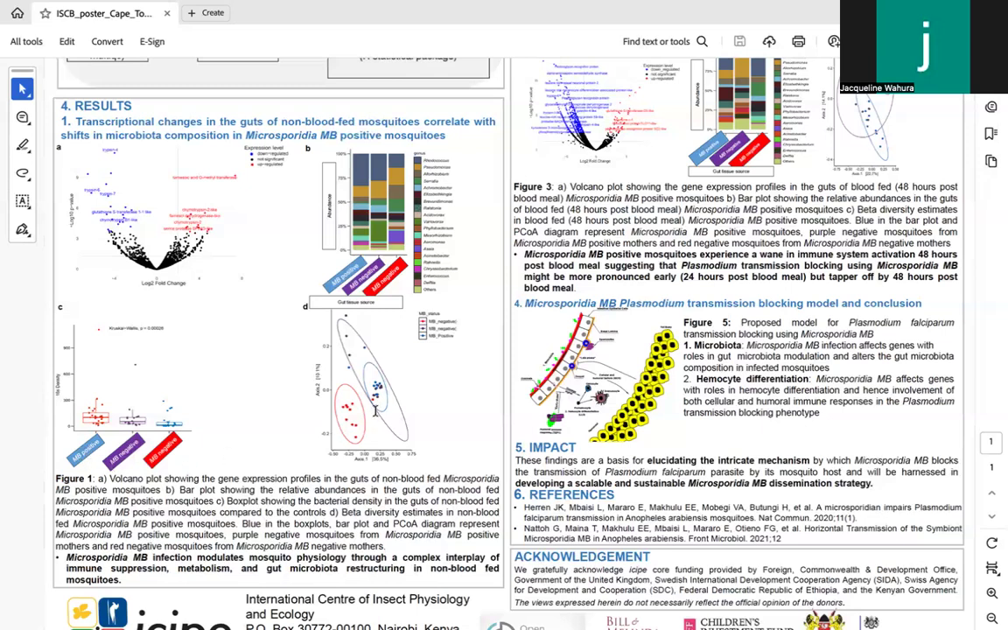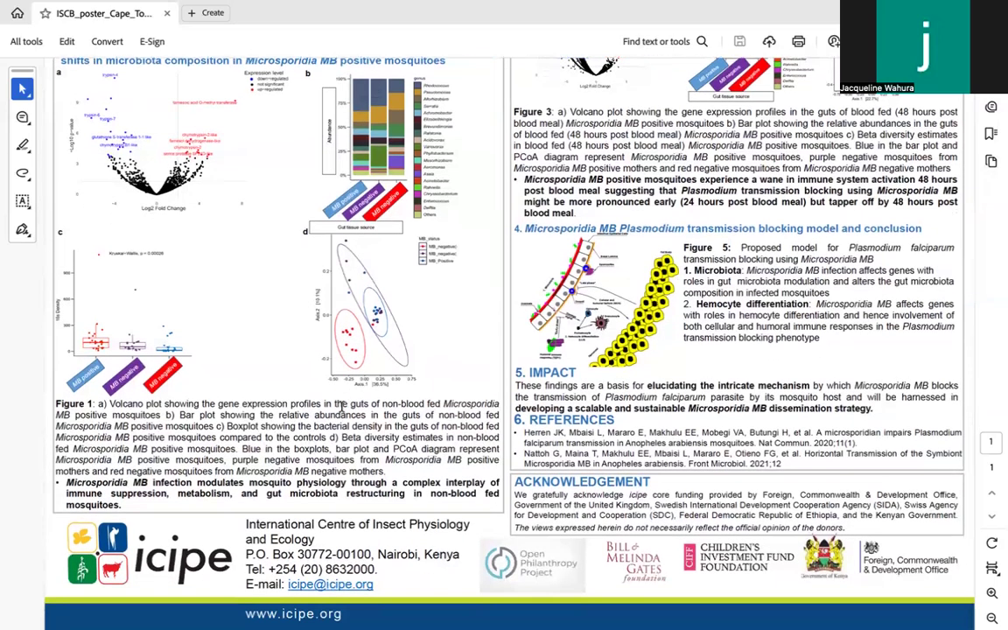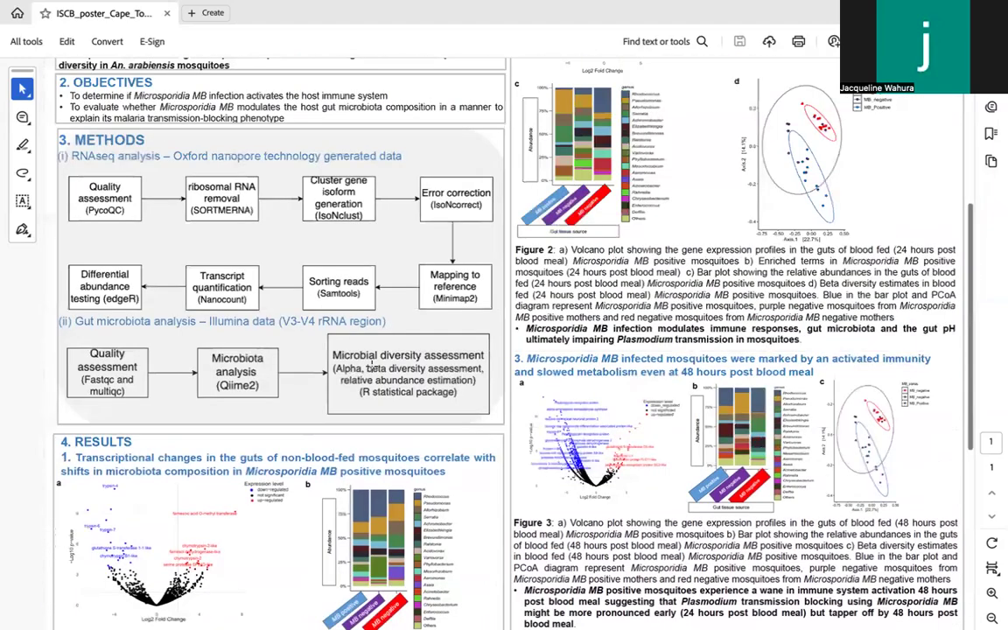Lastly, we observed a distinct bacterial clustering pattern in Microsporidia MB positive mosquitoes, in blue, compared to the negative mosquitoes, in red. In a nutshell, this dataset suggests that Microsporidia MB infection in mosquitoes modulates the mosquito physiology through a complex interplay of immune suppression, metabolism, and gut microbiota restructuring in the non-blood-fed mosquitoes.